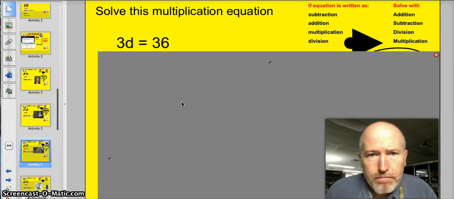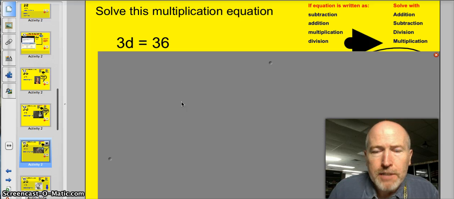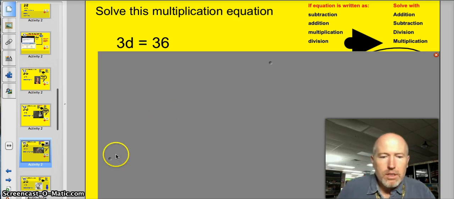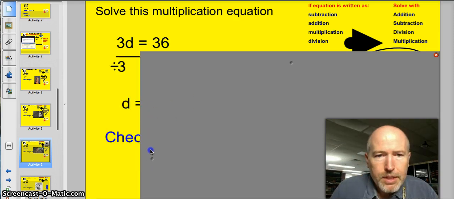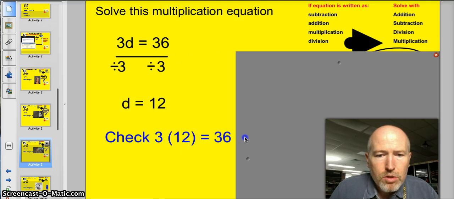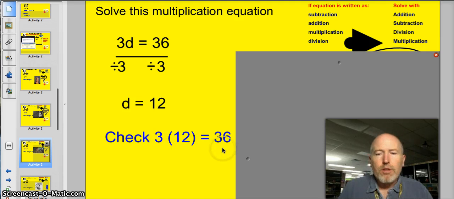All right, solve this equation. Go ahead and pause it. Well, y'all, how'd you do? Let's see what's going on here. All right, we had 3d equals 36. So I divide by 3. I can isolate the d to get d equals 12. Pop it in. 3 times 12, 36.